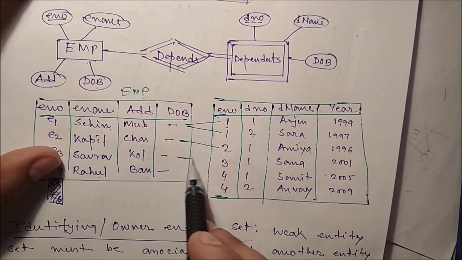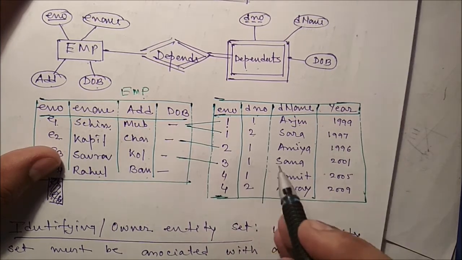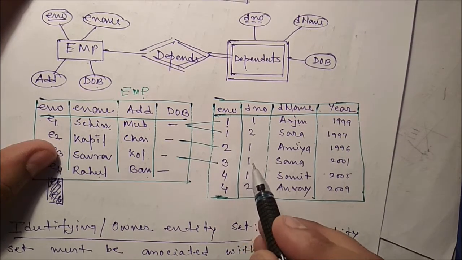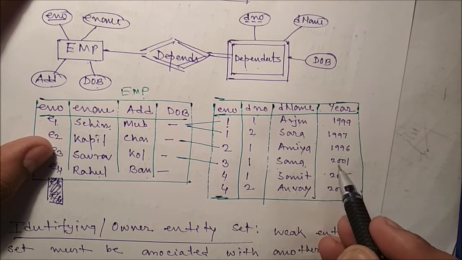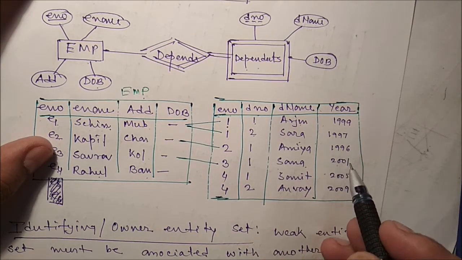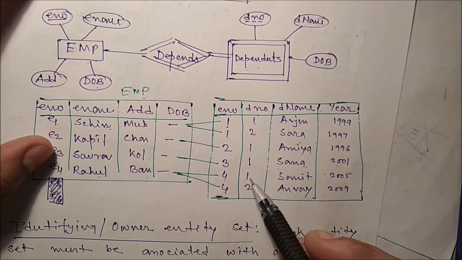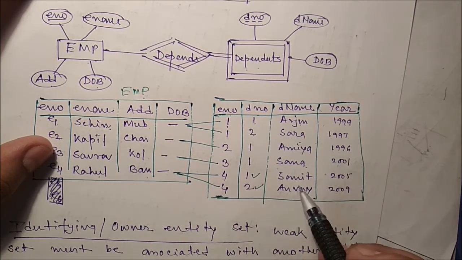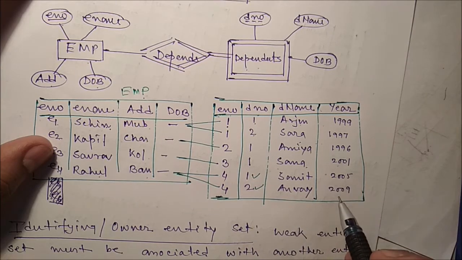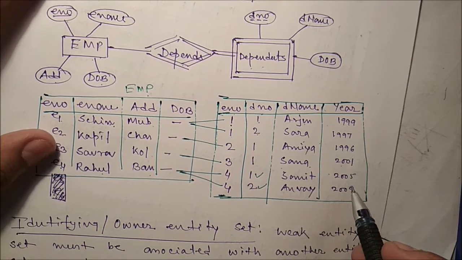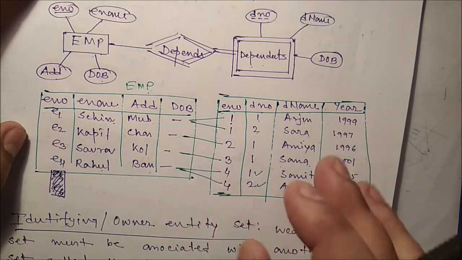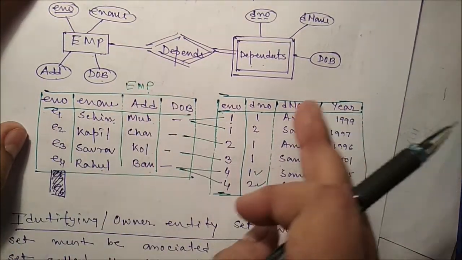For Saurabh, the third employee, dependent number 1, so a single child is there, Sana, with date of birth year 2001. Similarly, Rahul has 2 children, children number 1 and 2, Samit and Anvay, born in 2005 and 2009. Now we can see here the employees and their dependents.